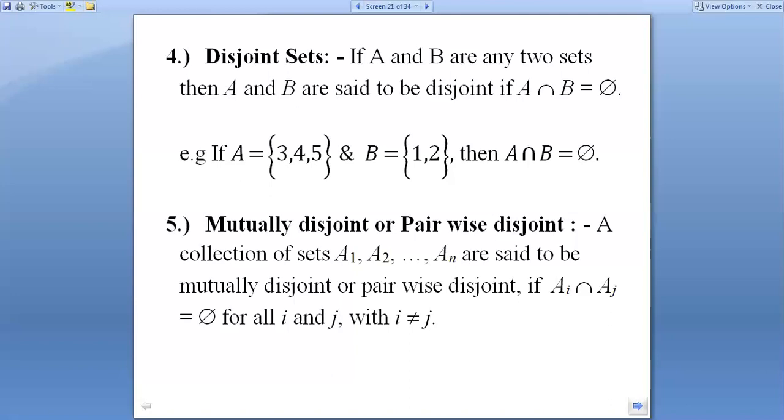A_i intersection A_j is equal to empty set for all i and j with the condition that i is not equal to j. That means we are considering any two members from this collection. So we are taking a pair, which is why it is known as pairwise disjoint. Considering any two members from this collection, if their intersection comes out to be empty, then we can say that they are pairwise disjoint.